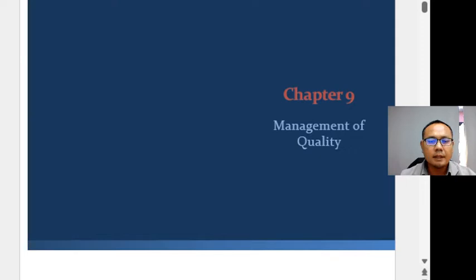Okay, and so we will continue to discuss a new chapter, chapter 9, the subject of operation management. Before this we discussed location planning and other things. It is important for operation management and it becomes a very good element in a strategy in order to get a competitive position for our organization.